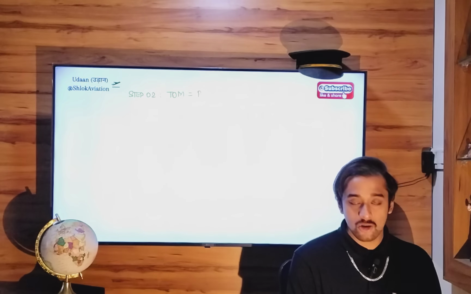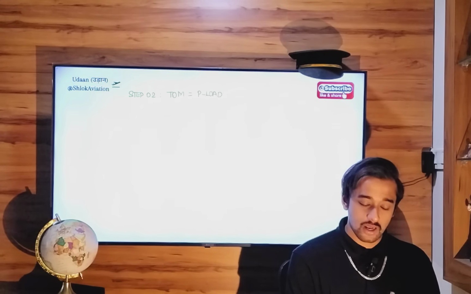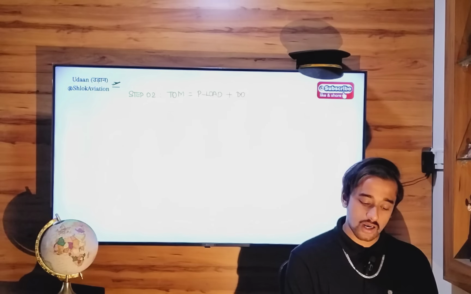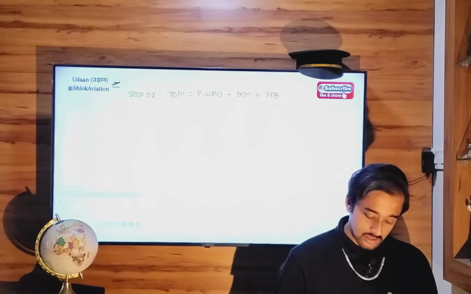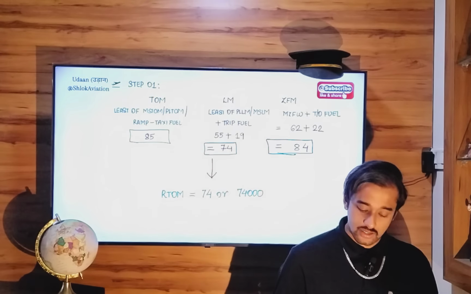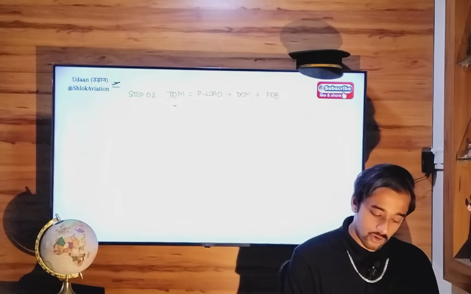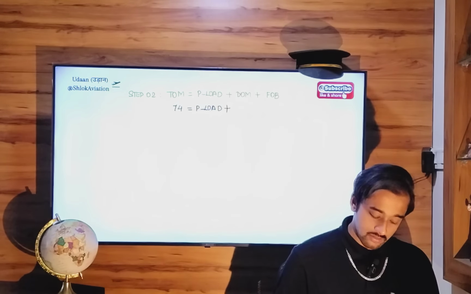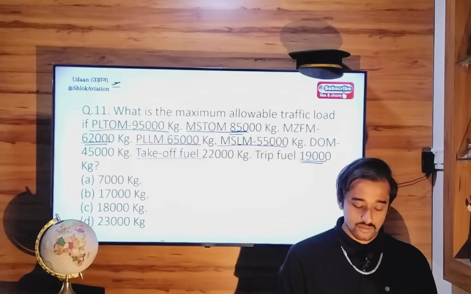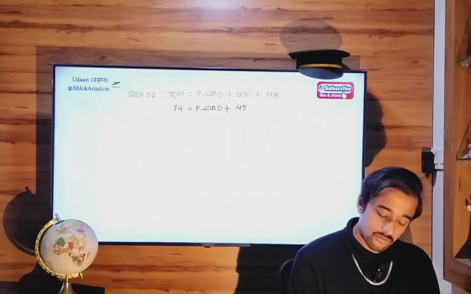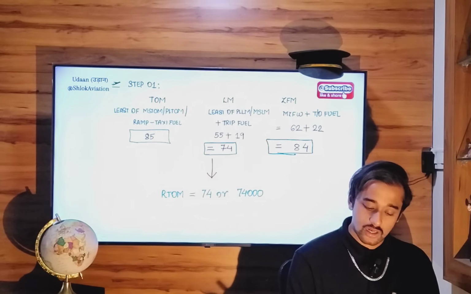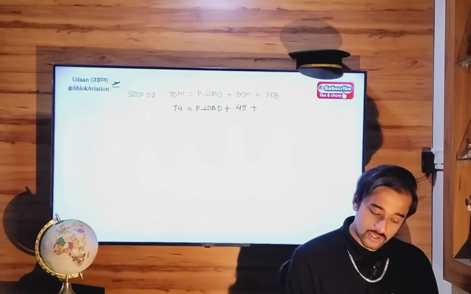Okay. Step number 2 is use the formula takeoff mass equals to payload plus dry operating mass plus fuel on board. Substitute the values. Takeoff mass is 74,000. So 74. Payload we have to find out. Dry operating mass is 45,000 kg. So 45. And fuel on board is 22. So 22,000 kg.